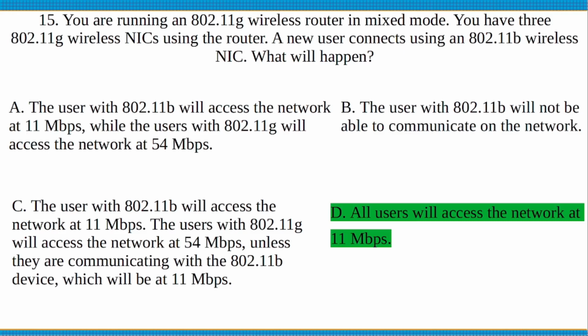The answer here is D. All users will access the network at 11 megabits per second. So the good news is that 802.11g is backwards compatible with 802.11b. The bad news is that if you run in a mixed environment, all devices that communicate with the WAP or router will be forced to slow down to accommodate the older technology.